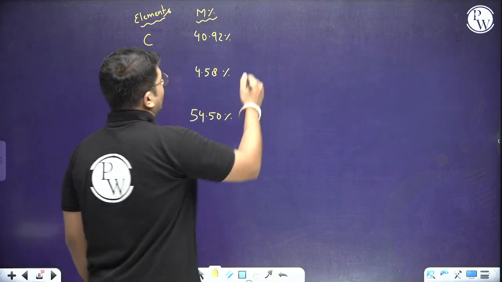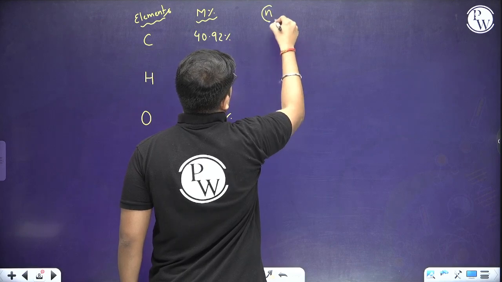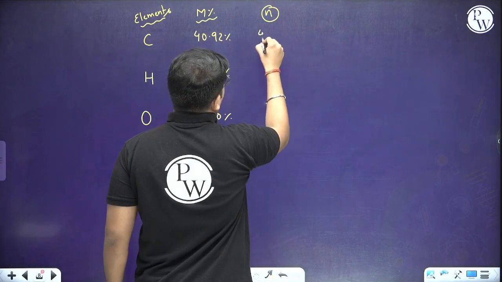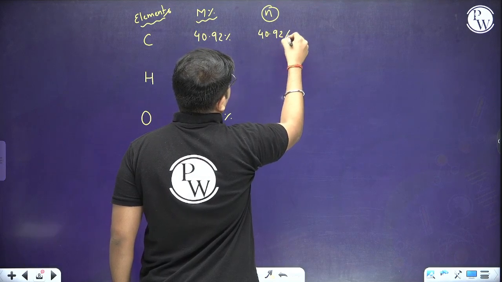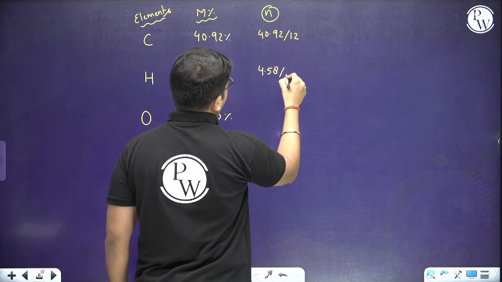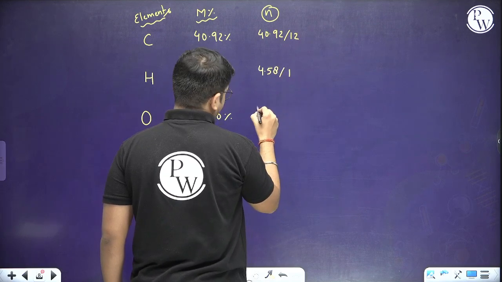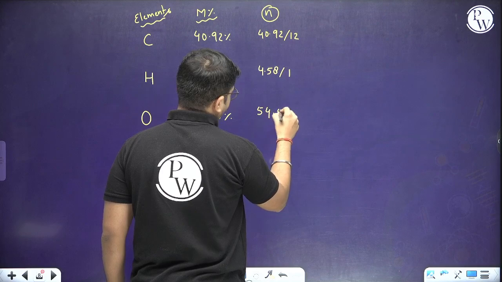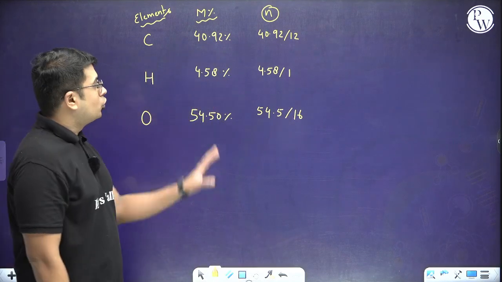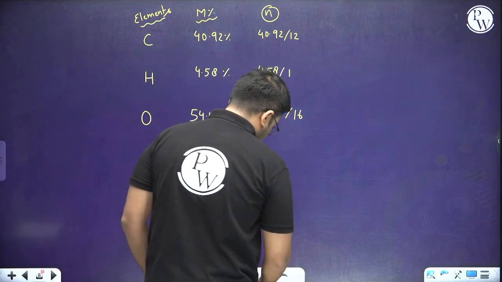Next, you have to calculate the number of moles. How can you deal with this particular part? This 40.92 divided by 12, this 4.58 divided by 1, and this is 54.5 divided by 16. I hope this entire part is clear. You can solve this entire part.